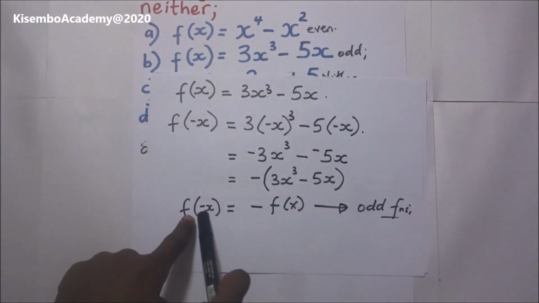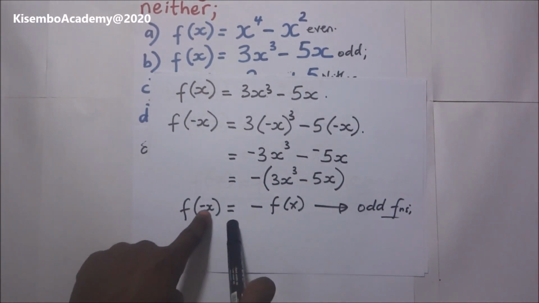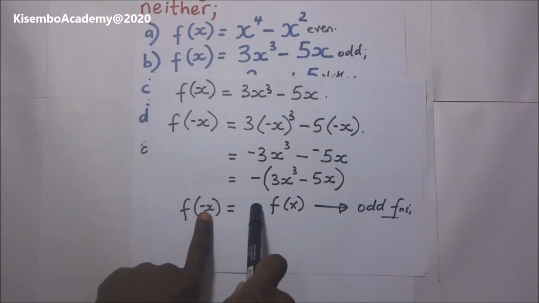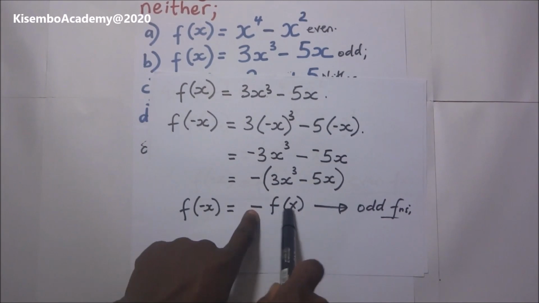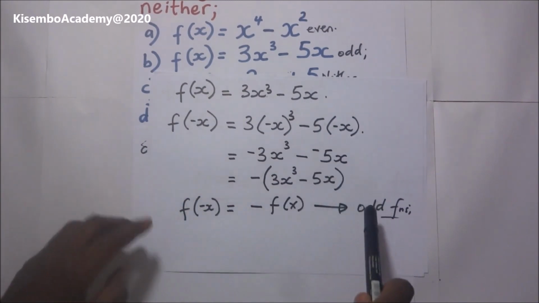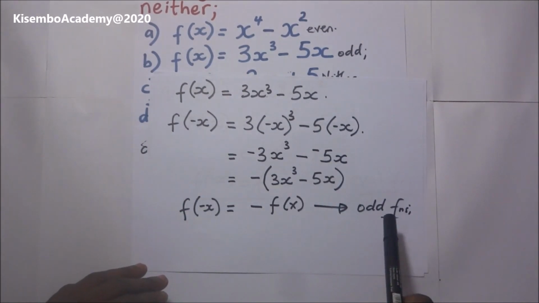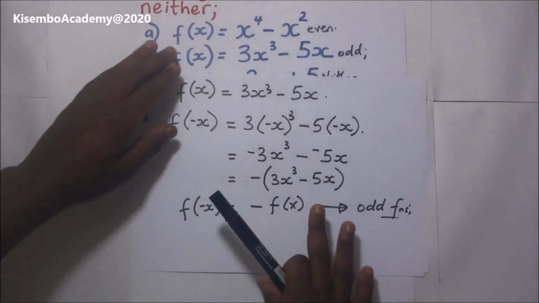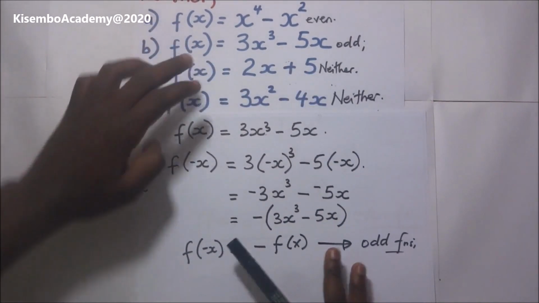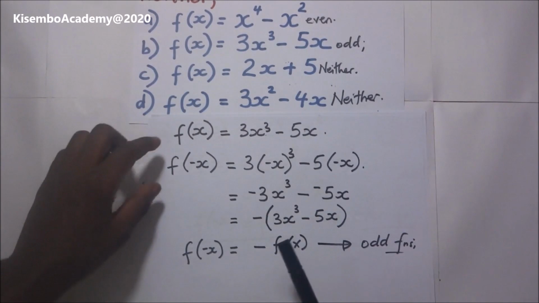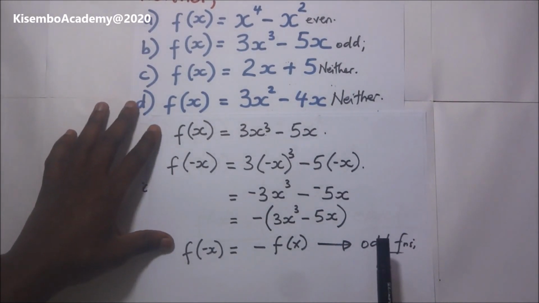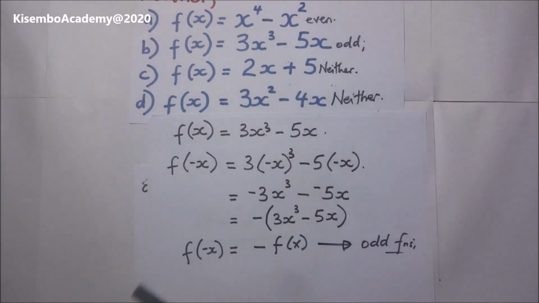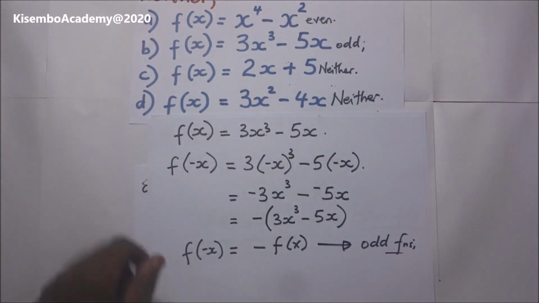It means that if I put a negative into the original function and it gives me negative the original function, then that qualifies to be an odd function. Now if I work it out, like in these last two numbers, and neither of these two conditions of the odd function and the even function are met, then that function is neither odd nor even.